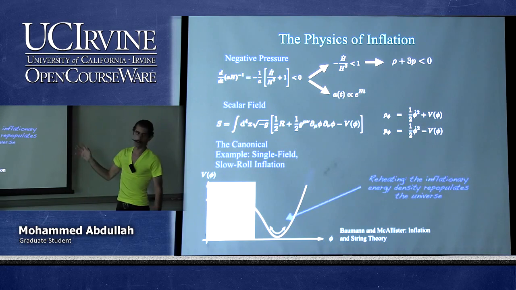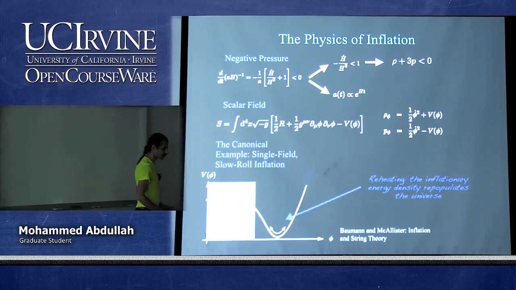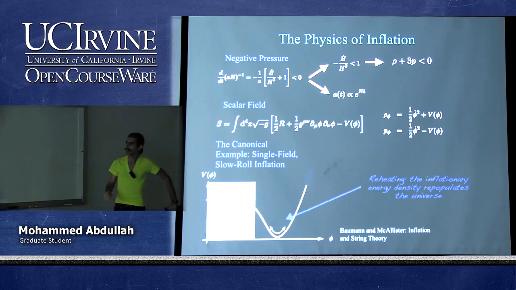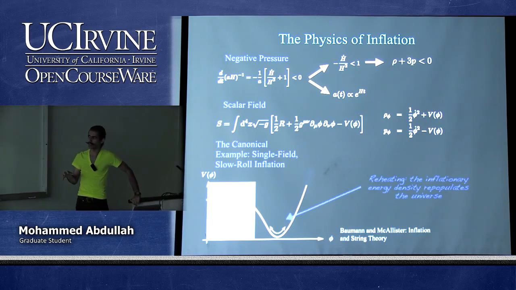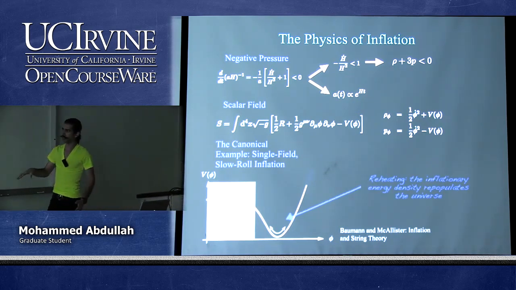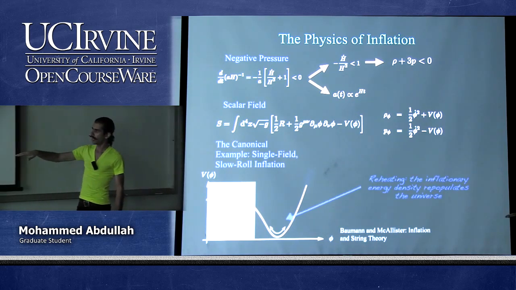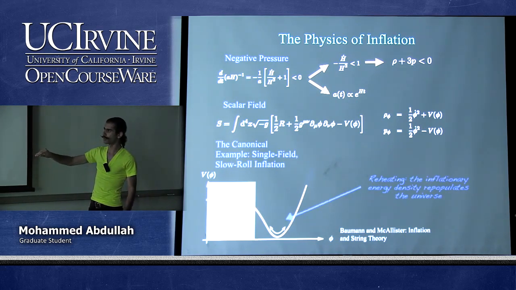But now you have to maintain that for a long time, and the canonical way to do that is to have a so-called single field slow roll inflation. So you'll have some potential, which is large and has very small steepness, so that the field will slowly roll down. And during this slow roll period, you will have negative pressure. And then when you're done, it will go to the bottom, where all the energy will be released.